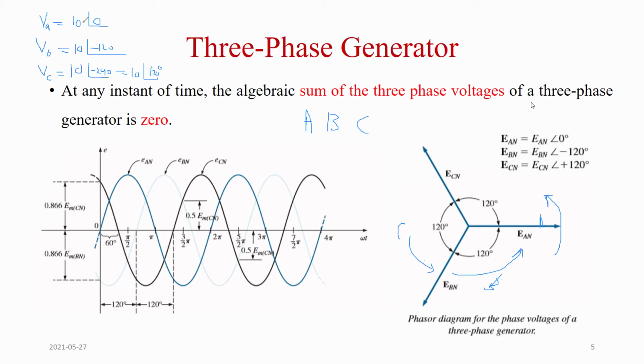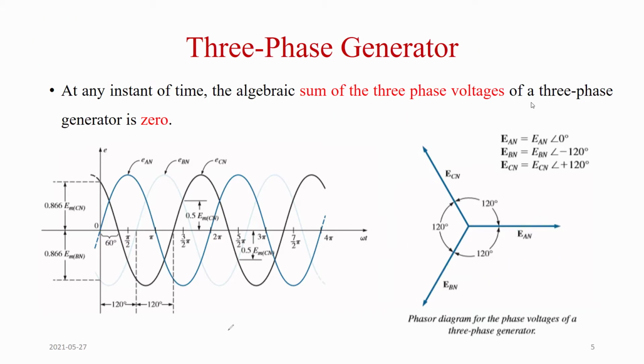If you add these three, 10 angle 0 plus 10 angle minus 120 plus 10 angle 120, which is minus 240. If you add these three, it's going to be 0. Because one is going this way, one is going that way, one is going that way. If you add the three vectors, you're going to have 0.